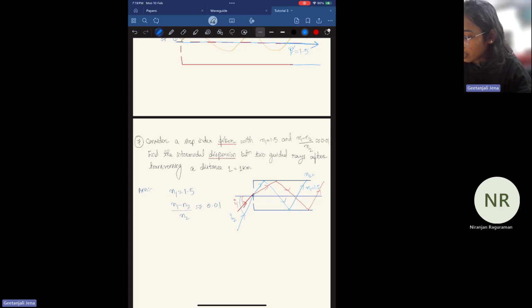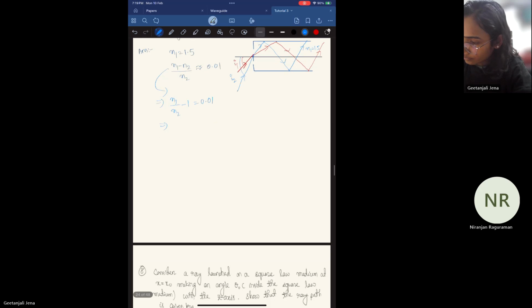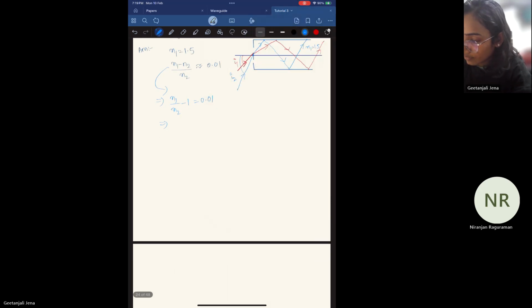N2 is not given, but you can calculate it. So let us see what we have. Here, (N1 minus N2) over N2 is 0.01. So that means N1 is 1.5, and N2 is 1.5 over 1.01, which will be approximately 1.485148.